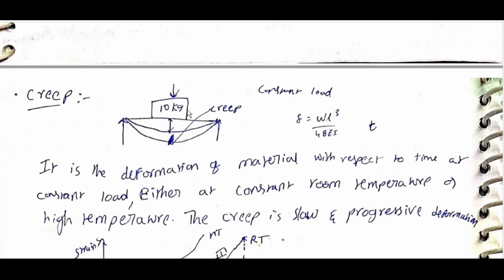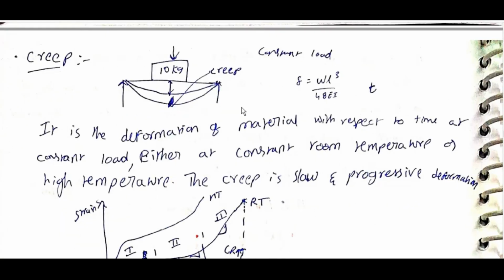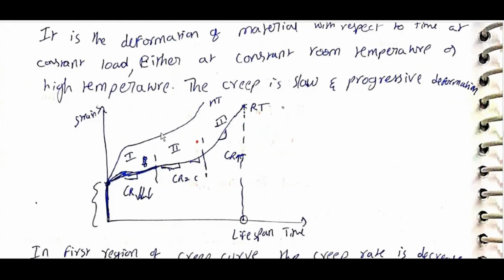Creep: under a constant load, delta is equal to WL by 48 EA. It is deformation with respect to time at constant load, either at constant room temperature or at high temperature. Creep is a slow and progressive deformation. In the strain versus time curve, at room temperature there are three regions, and at high temperature the curve rises like this.